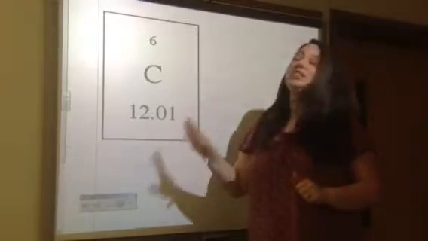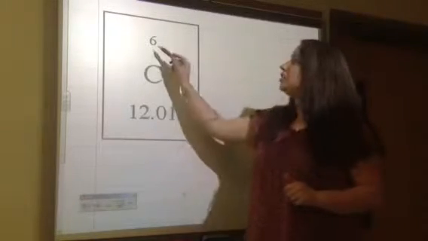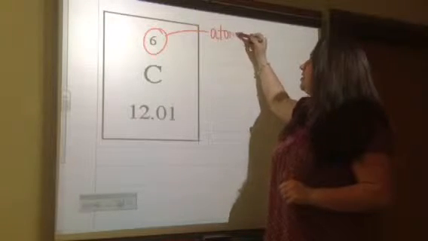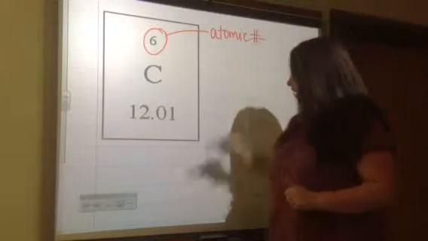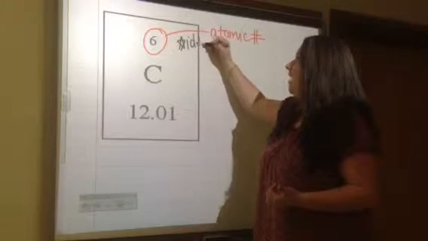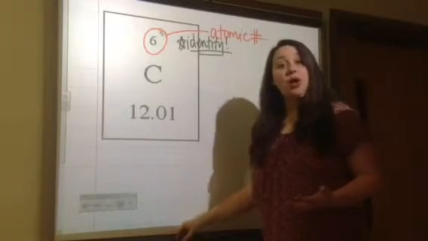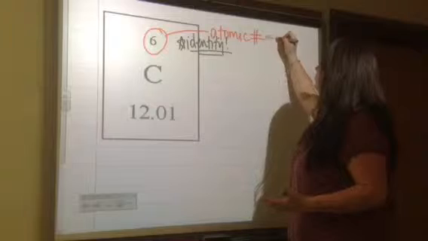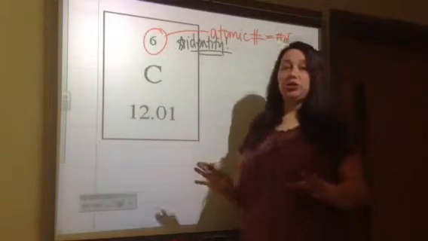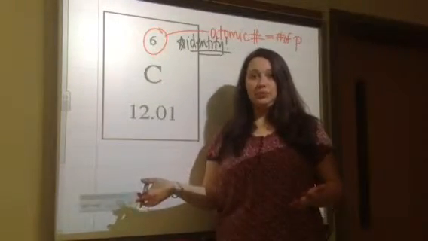So let's start with a typical entry for a carbon atom. A carbon atom is always going to have the number 6 at the top. That's because 6 is carbon's atomic number. The atomic number determines the identity of the element. That is super, super important. And it's the number of protons. Those positively charged particles. So every carbon atom out there has 6 protons.